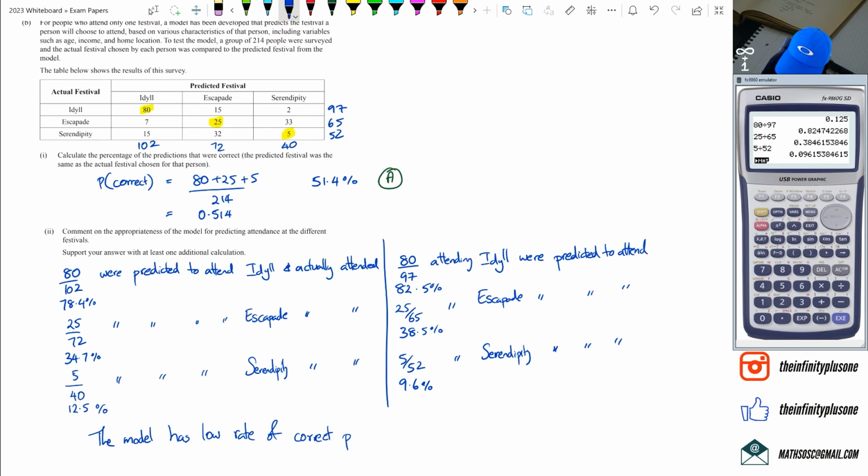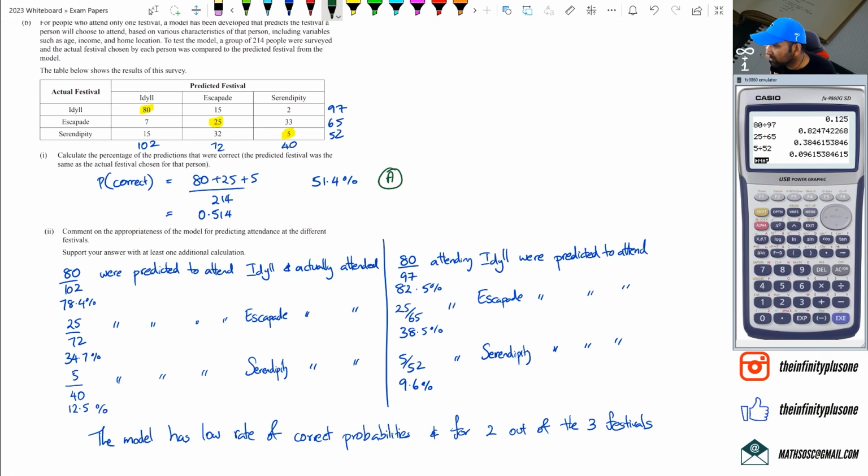Low rate of correct probabilities, and for 2 out of the 3 festivals, because if you look at serendipity and escapade, their prediction rates are really quite low. So yeah, that's basically it.